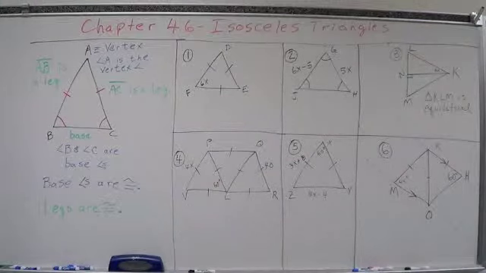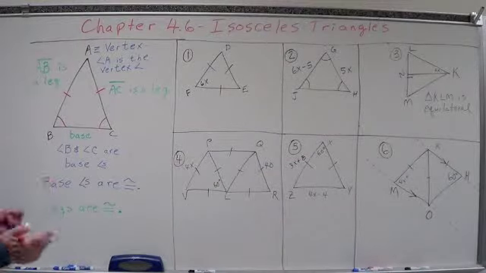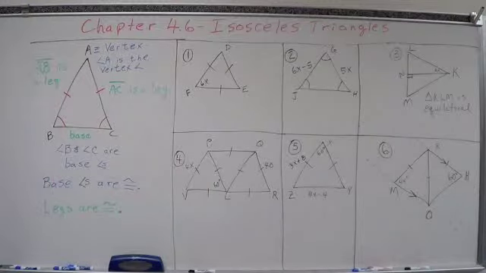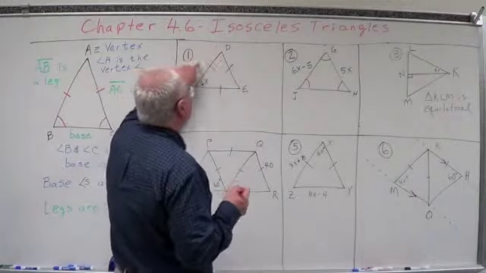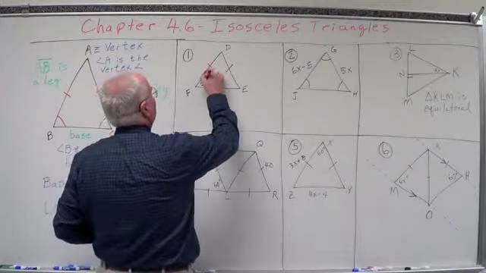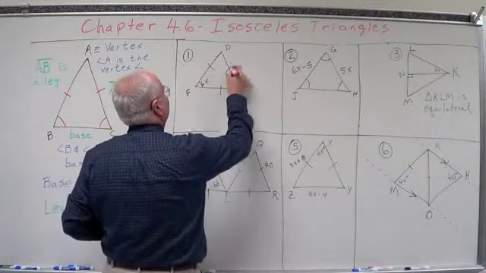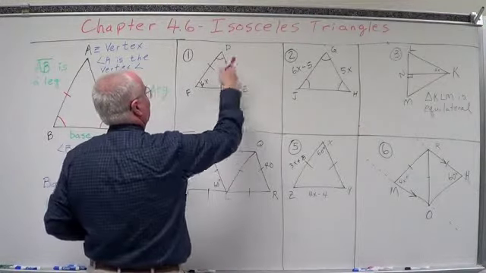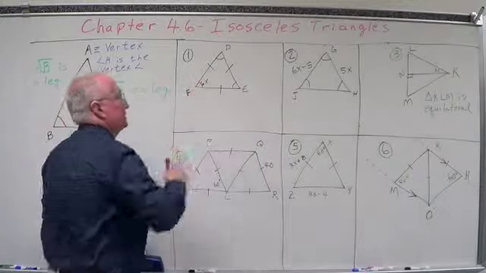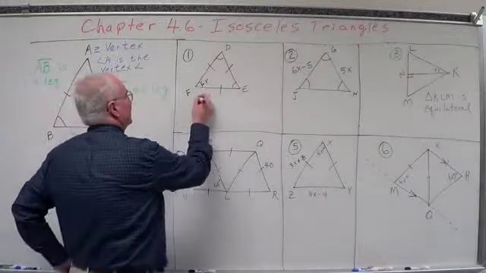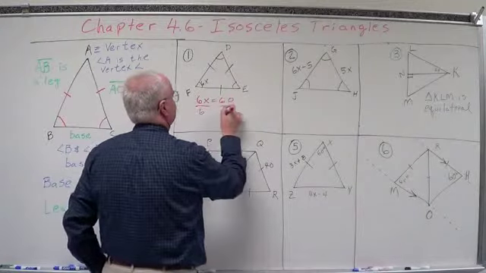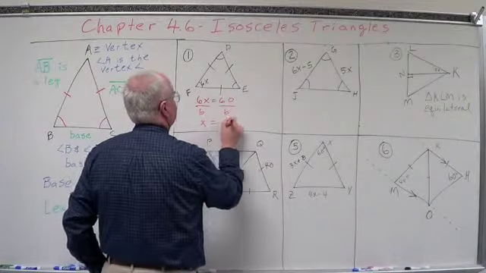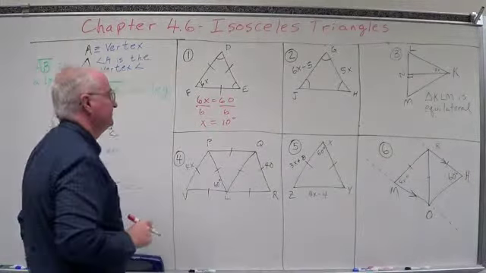Okay, let's look at some other problems. These deal with a certain type of isosceles triangle, and that is an equilateral triangle. Okay, so let's look at this. If a triangle is equilateral, we also know that all of its angles are equal. Therefore, if all the angles are equal, we know each one of those equals 60. So 6x equals 60, divided by 6, x equals 10. Okay? Check it out.